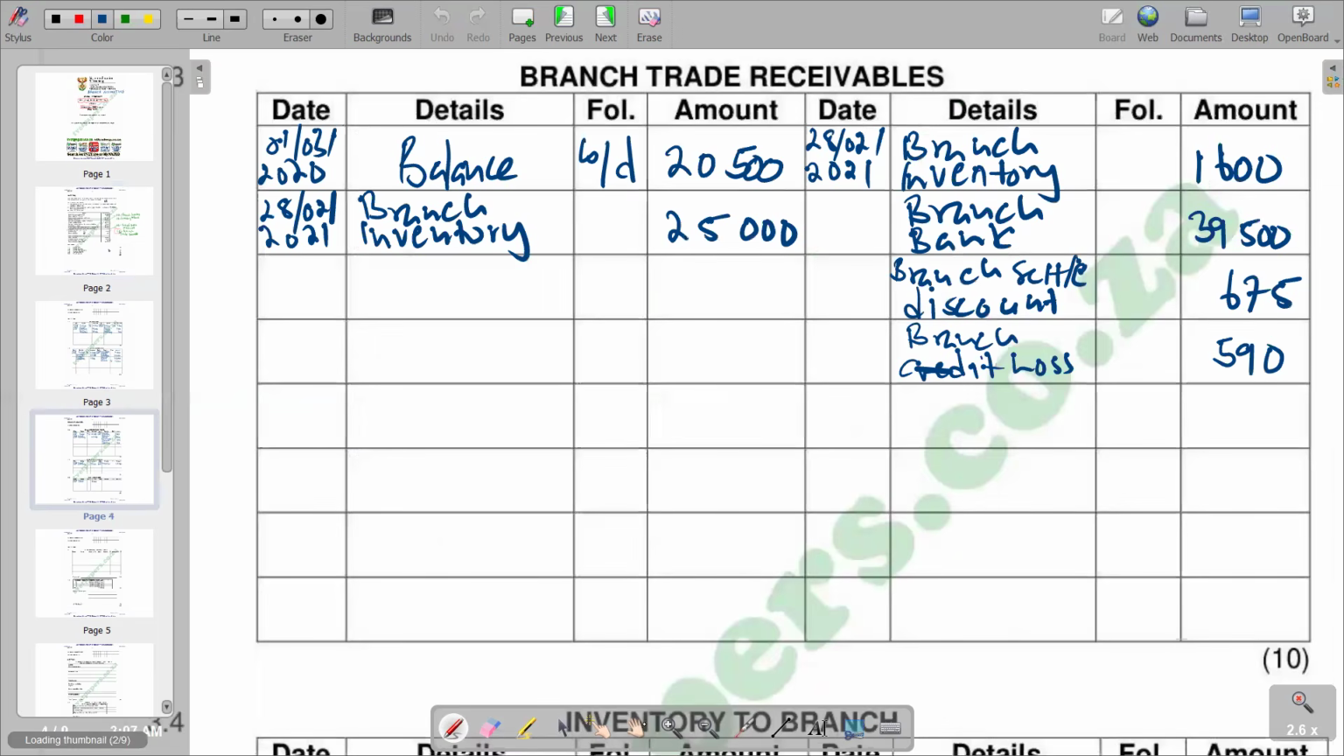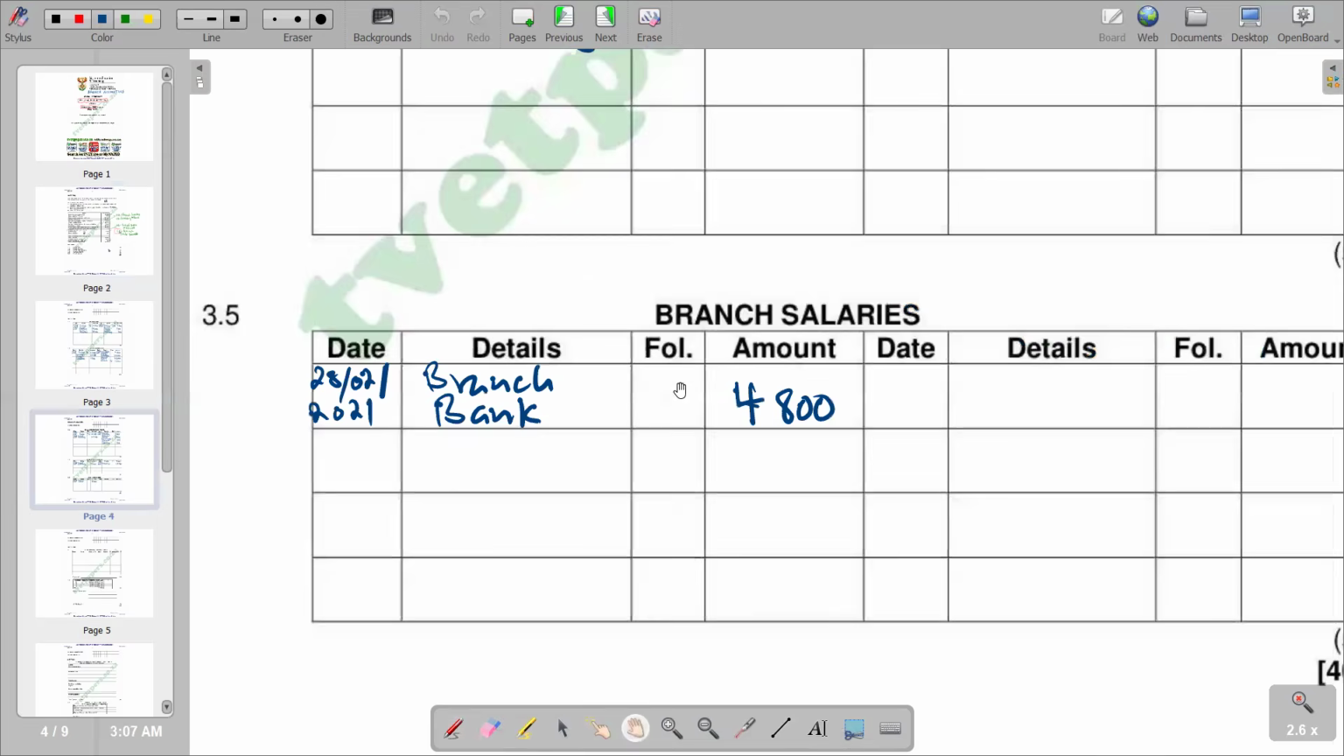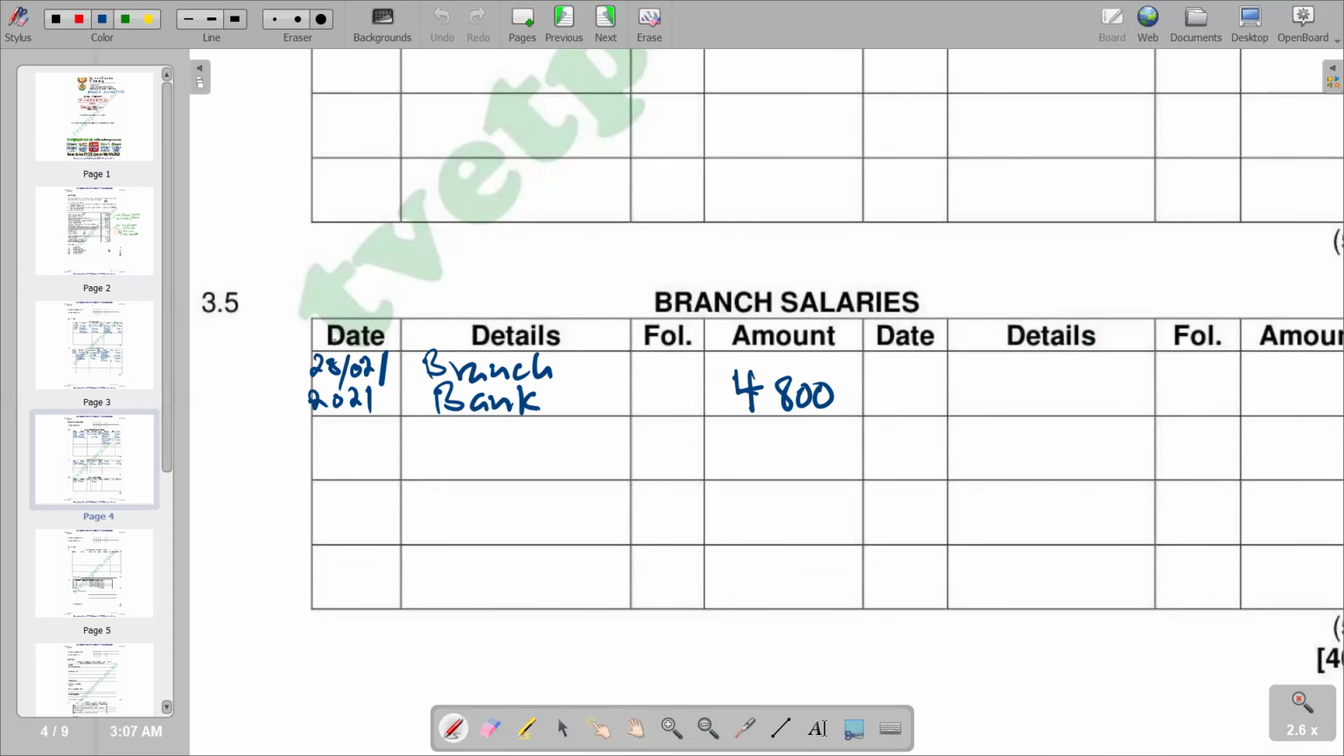So we go to the branch salaries account, and remember our text is just going to apply. So we're going to say head office, it's coming from head office. We can just say these are branch salaries. So we can give a description of branch salaries. And remember the amount 70,600.